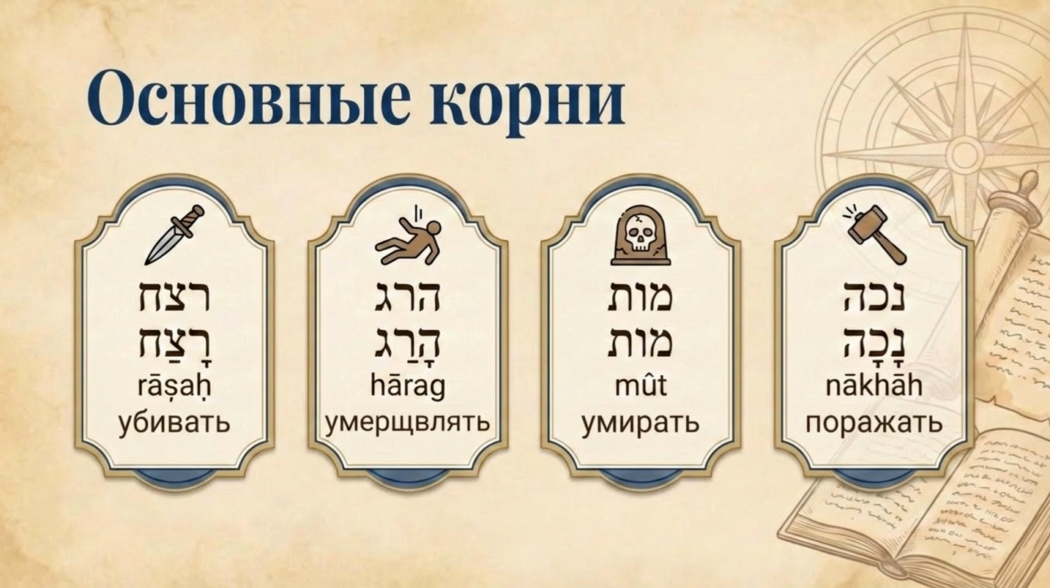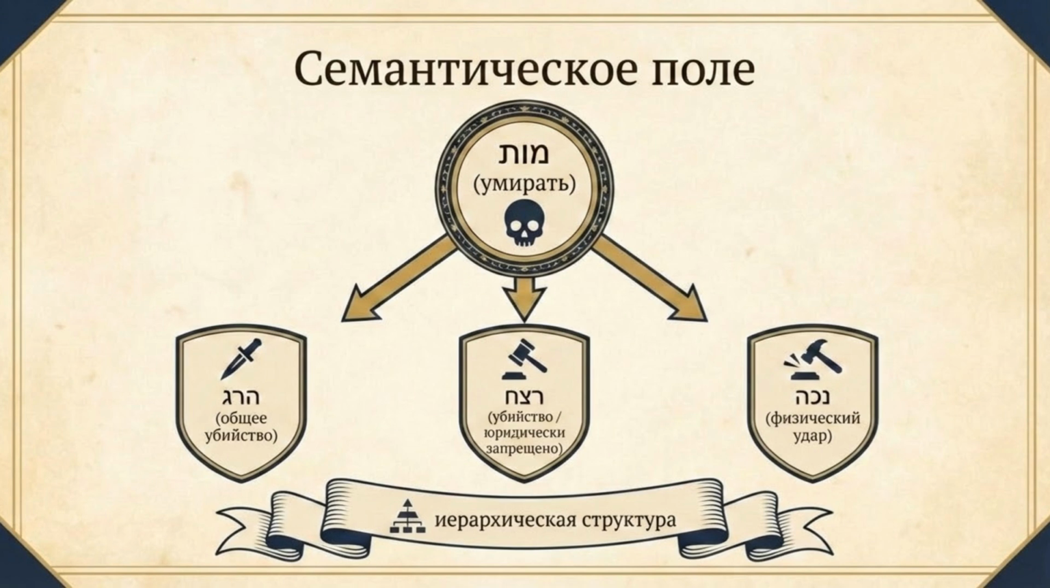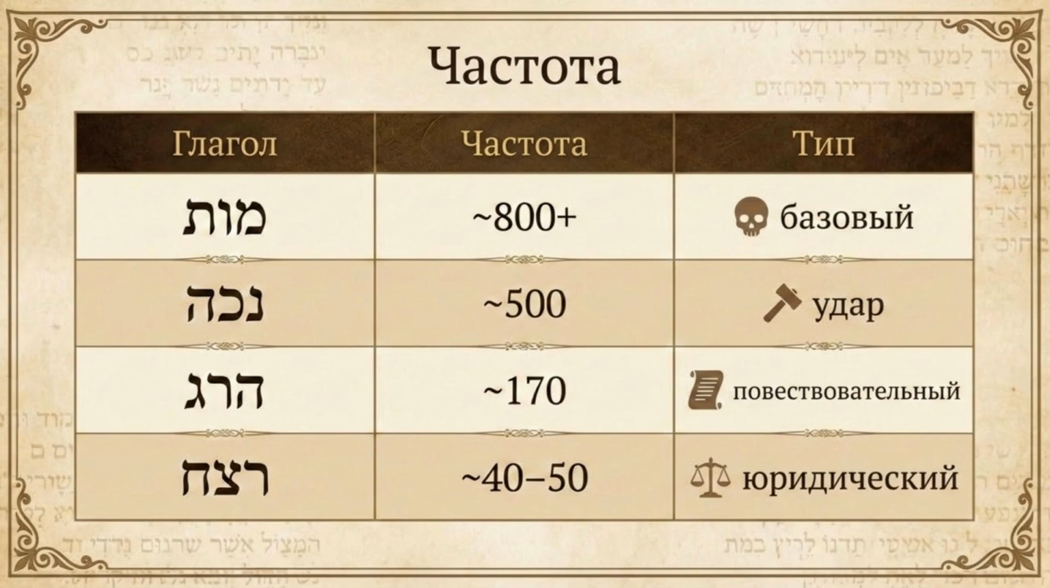We identified 4 core roots: ratzach meaning to kill, harag meaning to slay, mut meaning to die, and naka meaning to strike. The semantic field shows a hierarchical structure. Mut, to die, is the base. Harag is general killing, ratzach is legally prohibited killing or murder, and naka is a physical blow. Regarding frequency, mut is the most frequent with over 800 occurrences, followed by naka, strike, harag, narrative, and ratzach, legal.